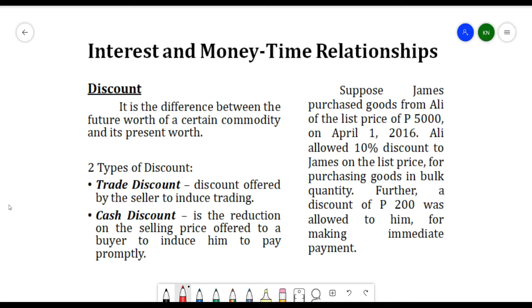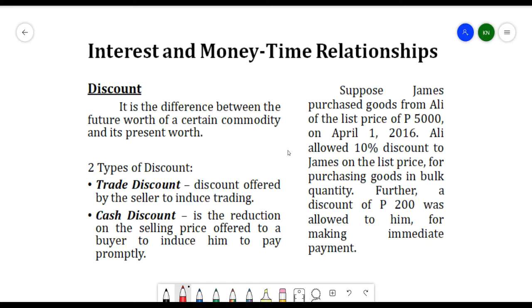And for the example of the cash discount, again, it is the reduction on the selling price offered to a buyer to induce him to pay promptly. So, for example, if you are loaning some appliances, and some appliance stores offer cash discounts whenever you pay on or before the deadline, that discount is what we call the rebate.